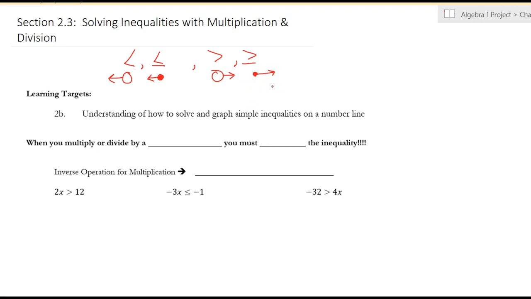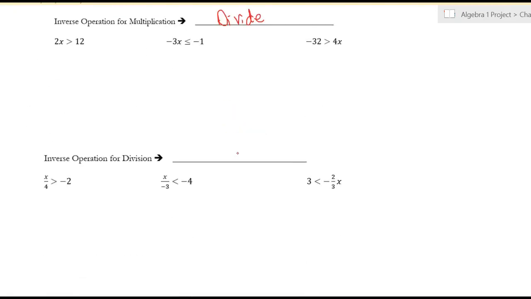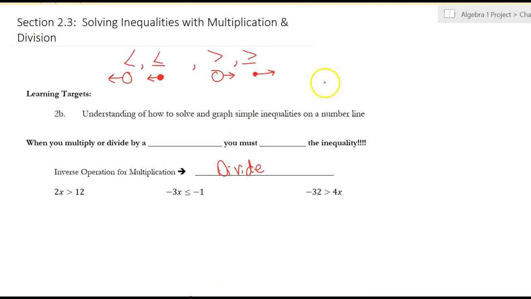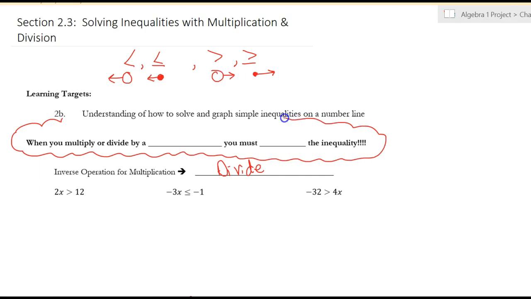Okay, so what's nice about this is it has the same rules. To get rid of a times, you're going to divide. And then down here, to get rid of a divide, you're going to multiply. So those are rules that you're familiar with. But it's this one right here. This is the most important thing we have, and this is the one thing that some people will miss.